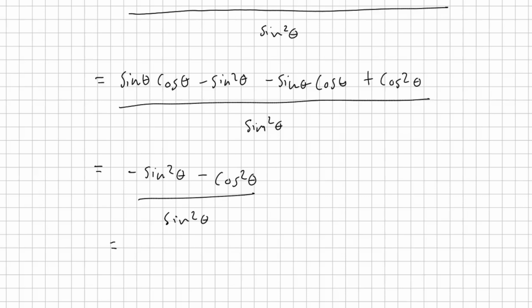Remember, this will give us an identity of 1, right? So remember, sine square theta plus cos square theta equals 1. So we're basically using this identity over here. But since it's minus, it's going to be minus 1 over sine square theta. And negative 1 over sine square theta is equal to negative cosecant square theta.